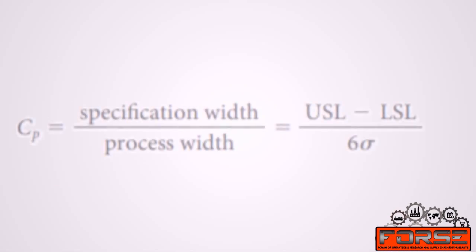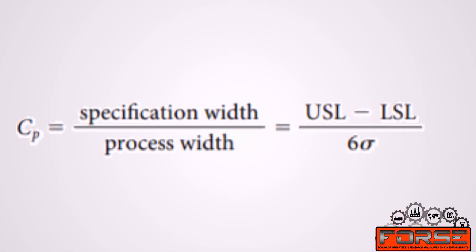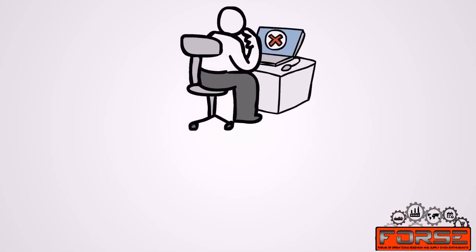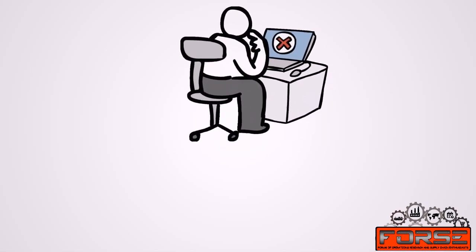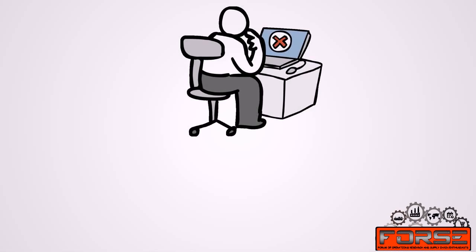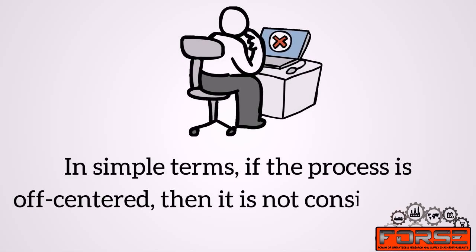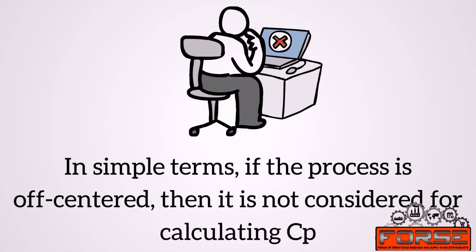Process capability is measured by the Process Potential Index, CP, which is computed as the ratio of the specification width to the width of the process variability, where the specification width is the difference between the upper specification limit, USL, and the lower specification limit, LSL. The CP index does not take into consideration the placement of the process with respect to the given limits or the specification width. In simple terms, if the process is off-centered, then it is not considered for calculating CP.